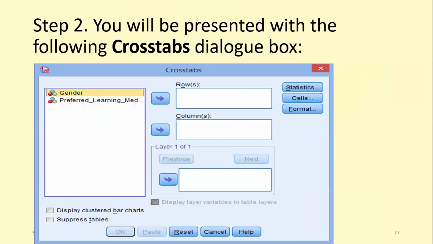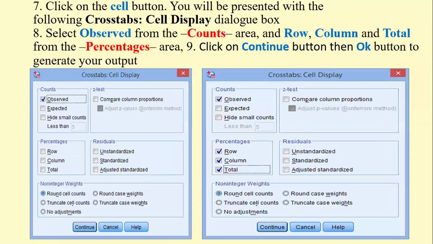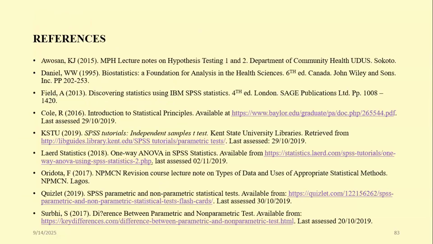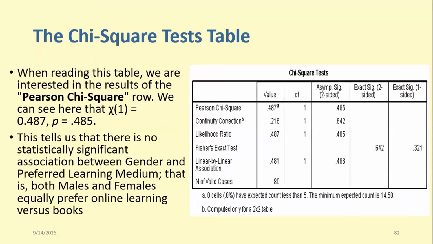Then step 2, you will be presented with the following Crosstabs dialog box. Step 3, transfer one of the variables into the rows and another variable into the columns. Then just follow it. I am very sure once you follow it, you will find it very easy. So that is chi-square. We have done parametric tests and non-parametric tests. For non-parametric tests, we have only done the commonest, which is the chi-square test.